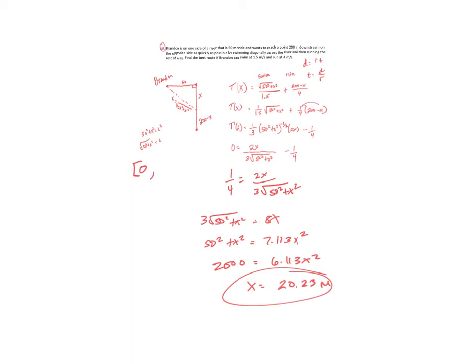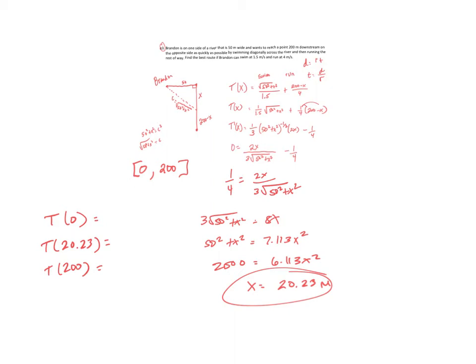Or x could be 200, where Brandon swims all the way to the point. So we have 3 points to test. We have to test t of 0, t of 20.23, and t of 200. We put those into our original time equation, and we want to look for the shortest amount of time that it takes Brandon to complete this.